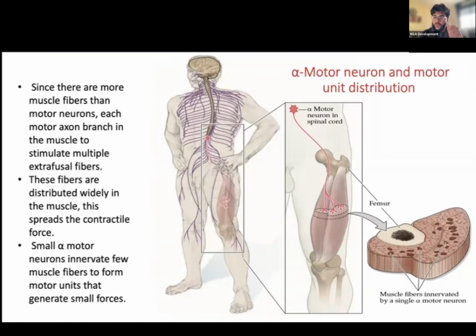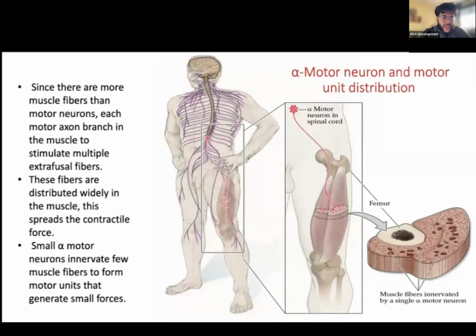Not all of the motor neurons are created equal either. The small motor neurons will innervate very few muscle fibers, while the larger ones will innervate many more. At the same time, the small ones are more responsible for fine-tuned movements, for example writing with a pen or something that needs delicate, precise movements. That's what the small alpha motor neurons will innervate.